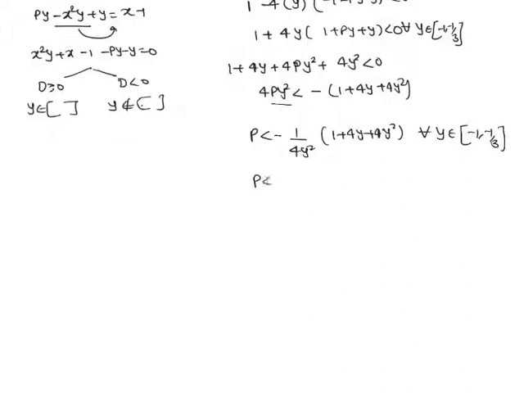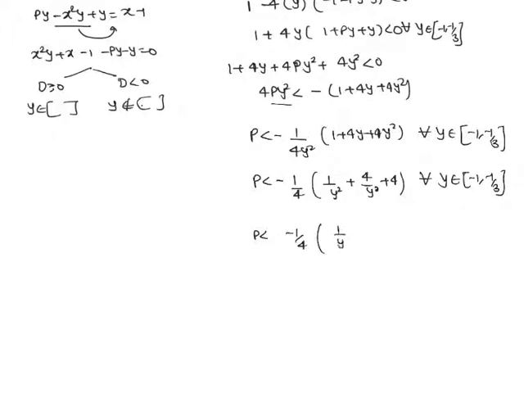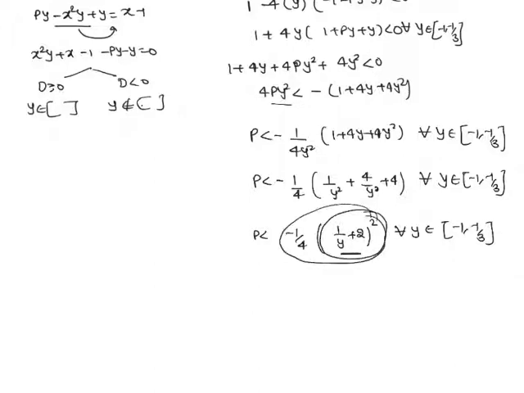So we will get p is less than -1/4, taking y² inside, (1/y² + 4/y + 4), for all y belongs to [-1, -1/3]. So p is less than -1/4 times (1/y + 2) whole square for all y belongs to [-1, -1/3]. Now here we have to find out the maximum value of this one, and overall we want the minimum value of this one, minimum of minimum.